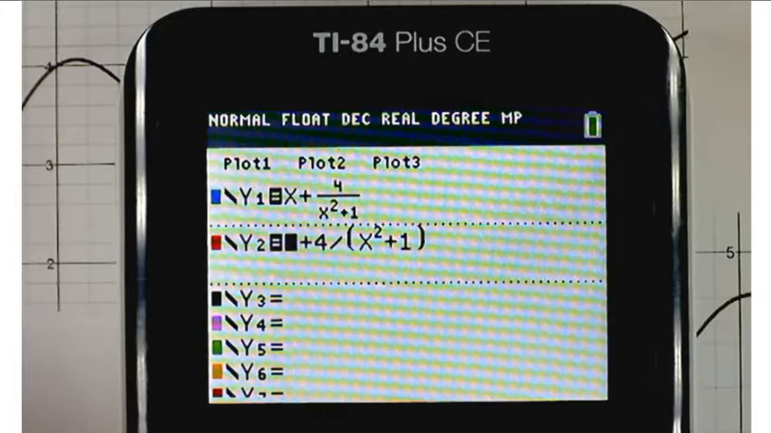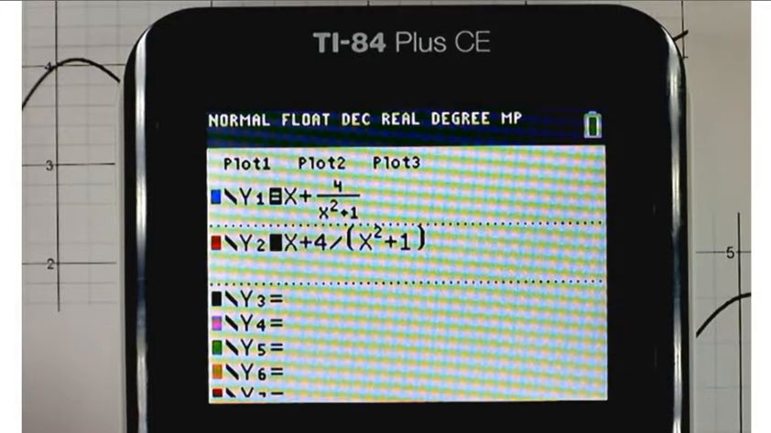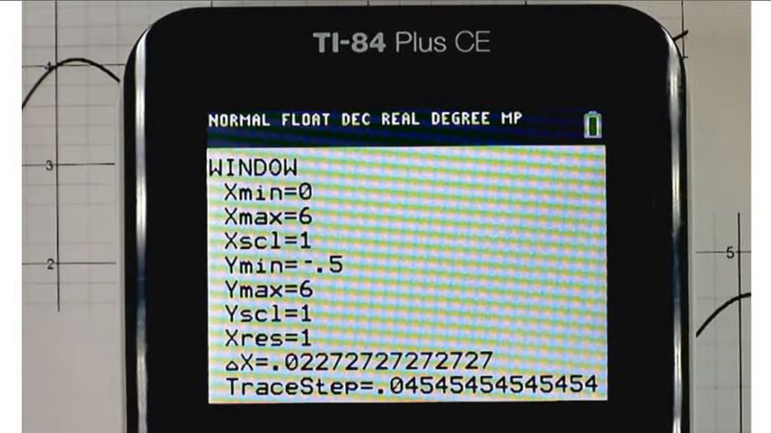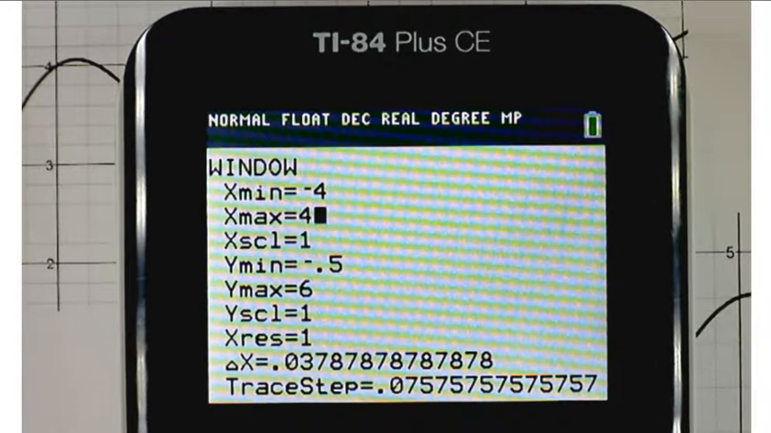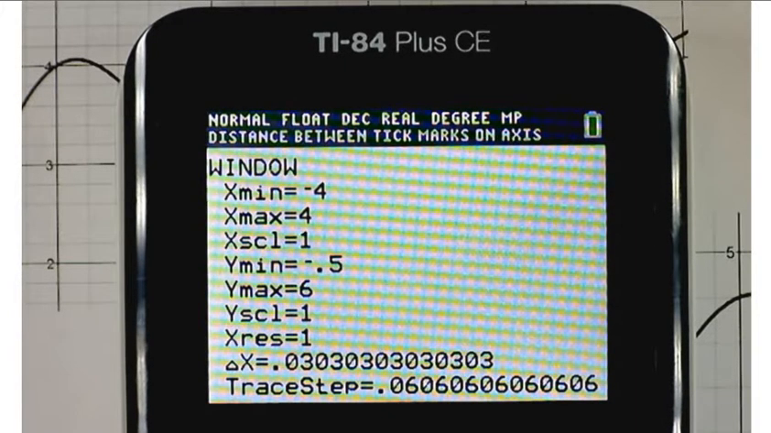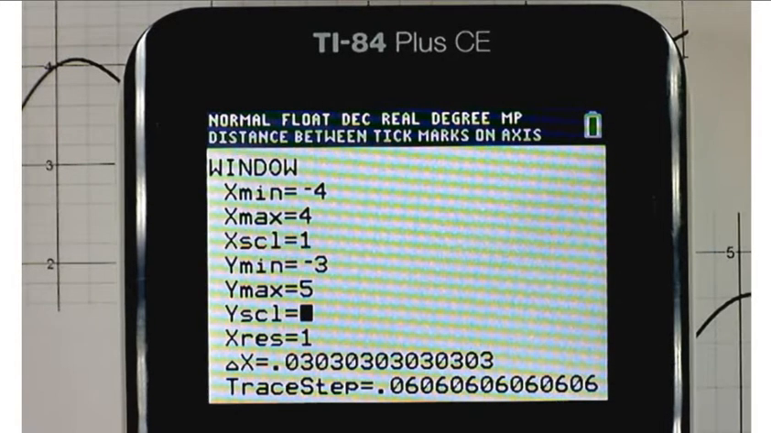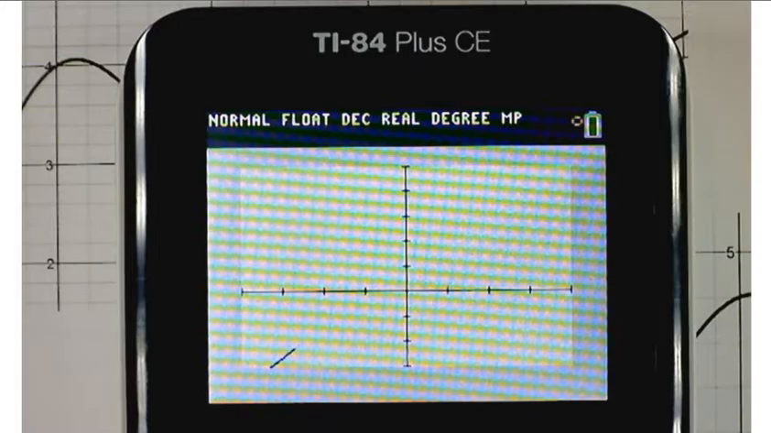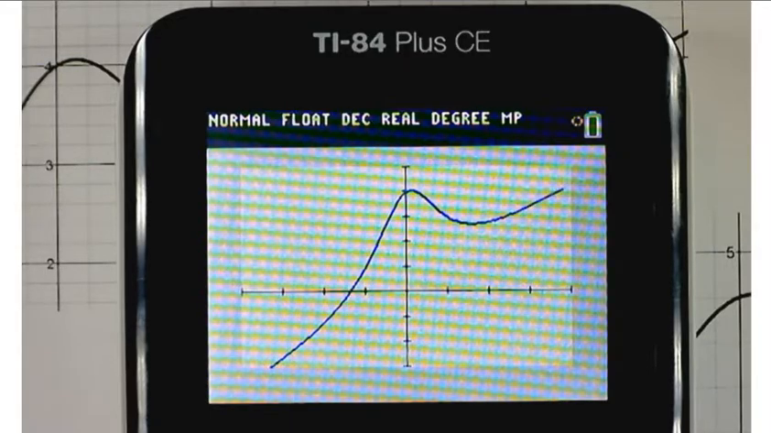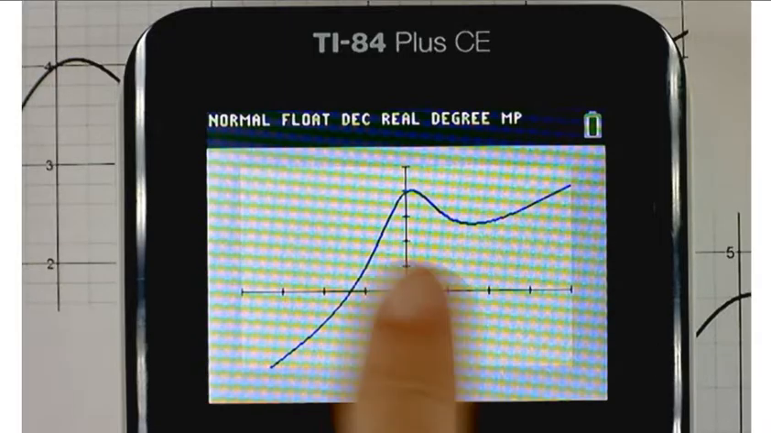Either way, let's set up the larger of our two windows, the more expanded one. I'm going to shut this graph off. I don't need to see it twice. So for a window, I'll start with -4 to 4 on the x-axis and -3 to 5 on the y-axis. Let's see what we get. So it's got a little bit of a dip right here to the right of the y-axis, and then a relative maximum there.